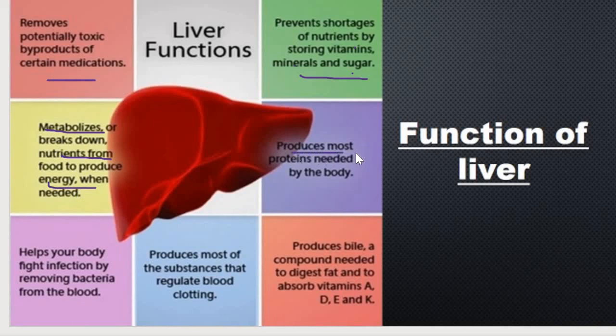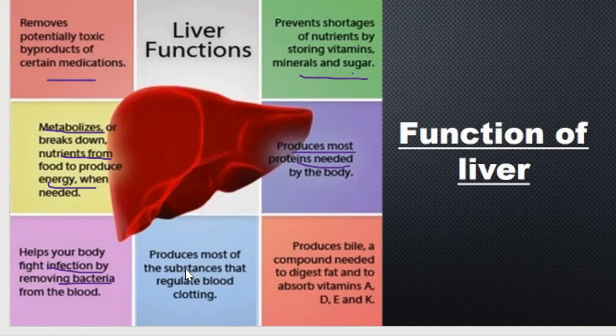It produces most of the protein needed by the body, and if extra proteins are there, it can do deamination and can produce urea. It helps in fighting infection because it helps in removal of bacteria, that toxicity I was talking about. So they can remove any germs that enter in food. Food germs could be destroyed with the help of saliva, with the help of acid. But if still it is left, it could be dealt with the help of liver also.